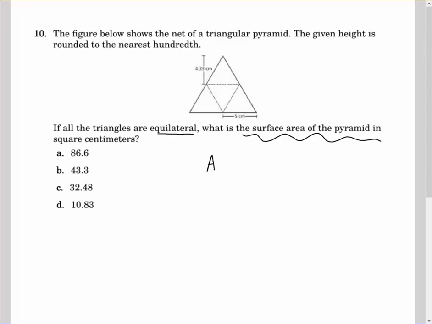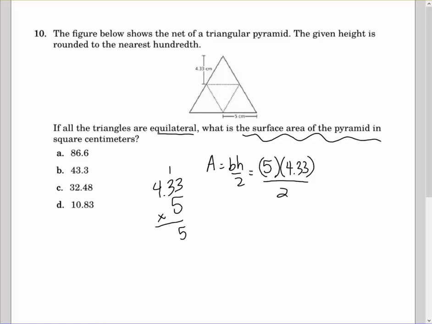The area of a triangle is base times height divided by 2. So you're going to have 5 times, and they gave us the height up here, 4.33, divided by 2. So you're going to just have to do some multiplication here. 5 times 4.33. 5 times 3 is 15. That's 15 plus 1 is 16. Carry your 1. That gives you 21.65 divided by 2.